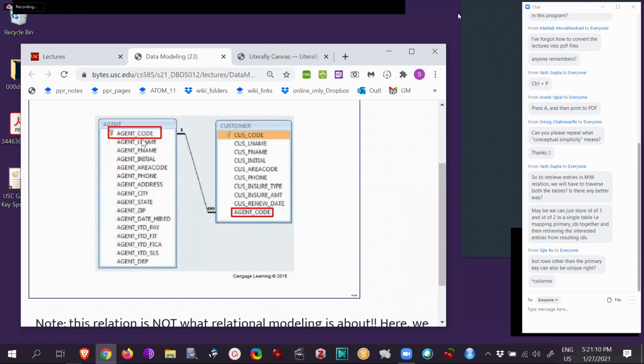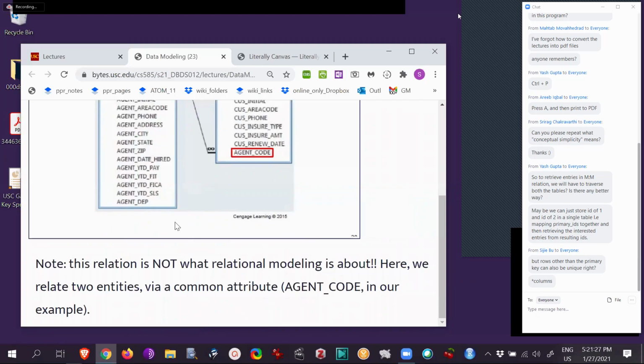So when that primary key goes into a new table where it's not the primary key, we call it a foreign key. Primary key becomes foreign key. Primary key, foreign key, primary key, foreign key. Please, please, please know that. That is all this relationship is about. I told you something very, very important.